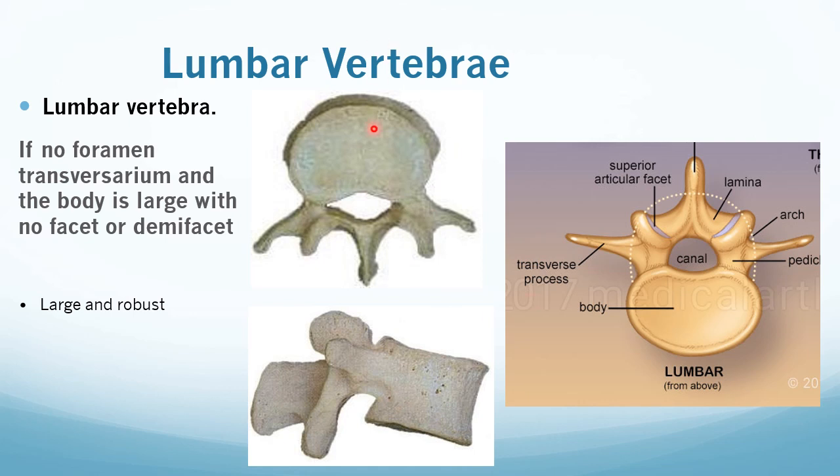Lumbar vertebrae have a large size and are robust. The spine is broad and short, very strong. It has no foramen transversarium and also has no articular facet on the transverse process or on the body.